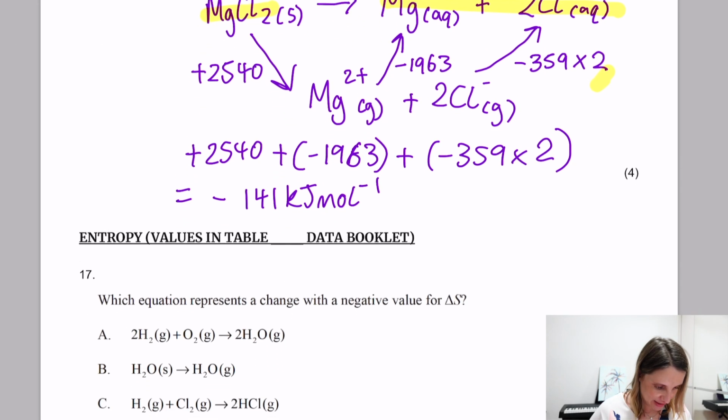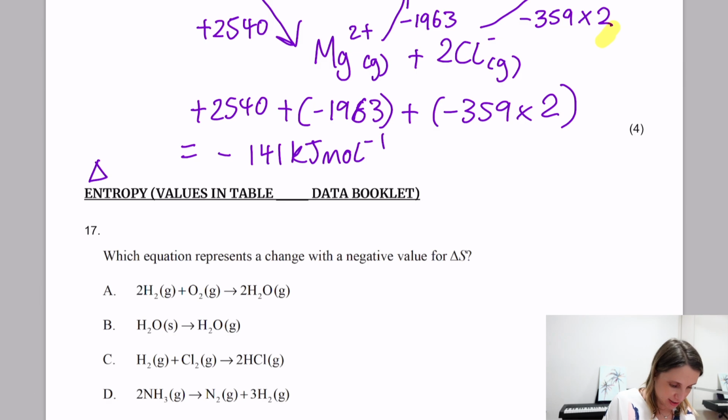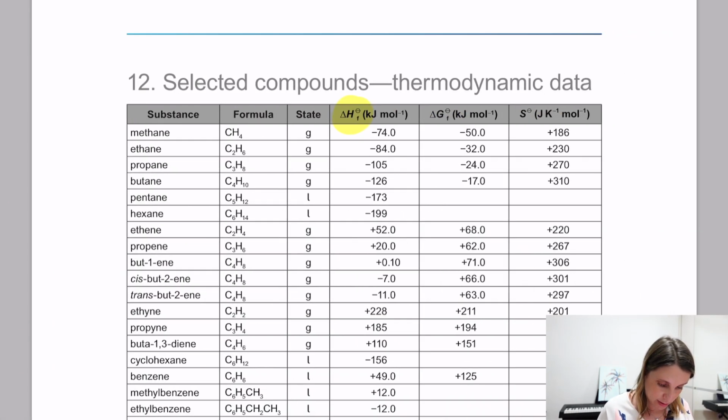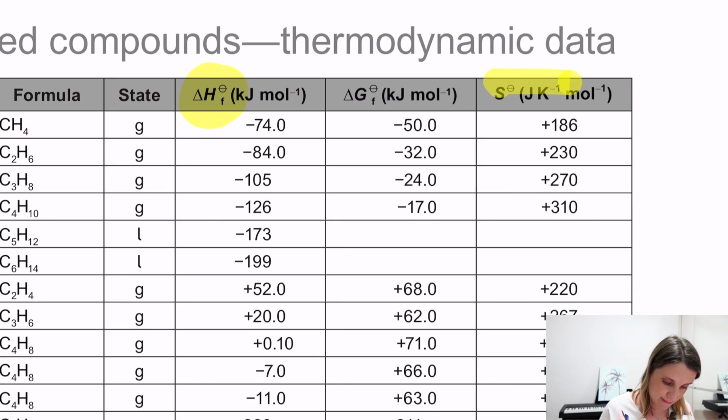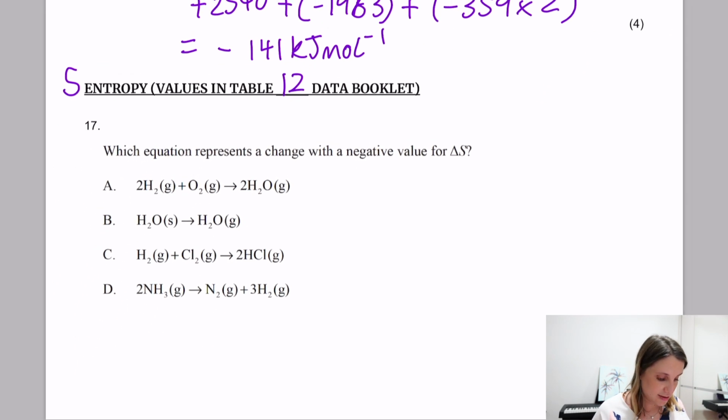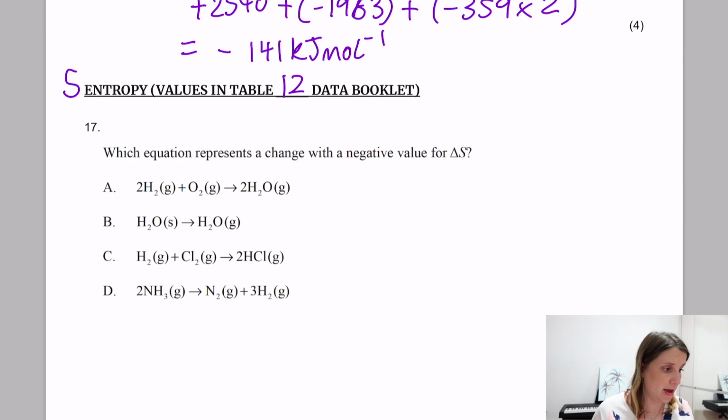So let's move on to entropy, which has the symbol S, or delta S if we're talking about change in entropy. You'll find the values for entropy all the way back in table 12 over here. So these are values for entropy that are given to you by the IB. So knowing that they exist is always a good start. These style of questions are really common in the multiple choice, asking about changes in entropy values.